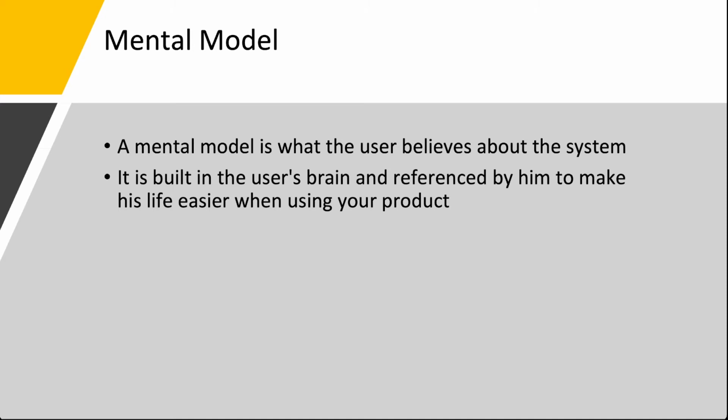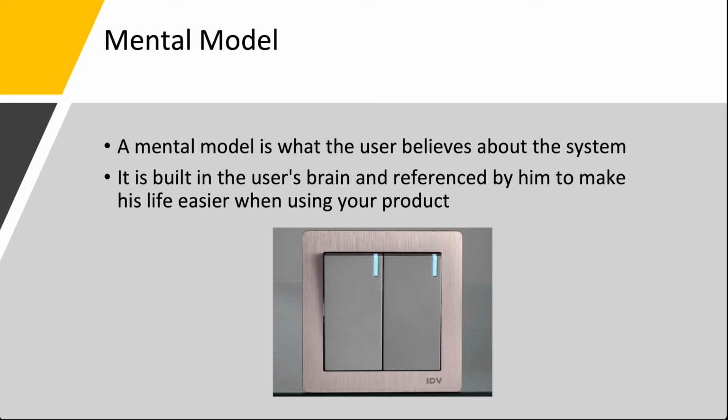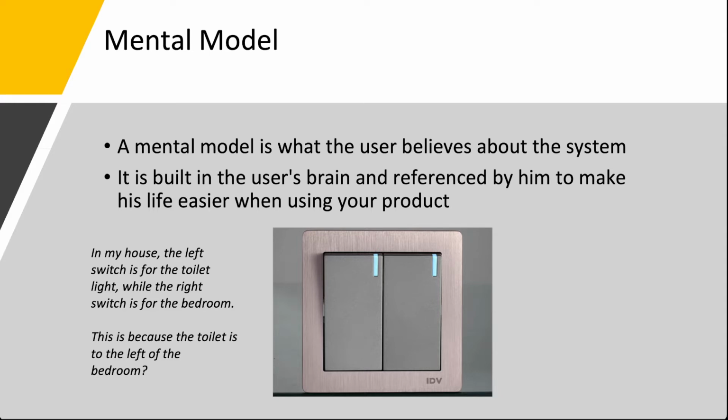Okay, so for example, I'm sure all of us have had this problem before. You go to your house, and your light switches are in a certain position. In my house, the left switch is for the toilet light and the right switch is for the bedroom. This is because the toilet is to the left of the bedroom. So this is a very common setup. If the door is on the left, then the switch is on the left. If the door is on the right, the switch is on the right.